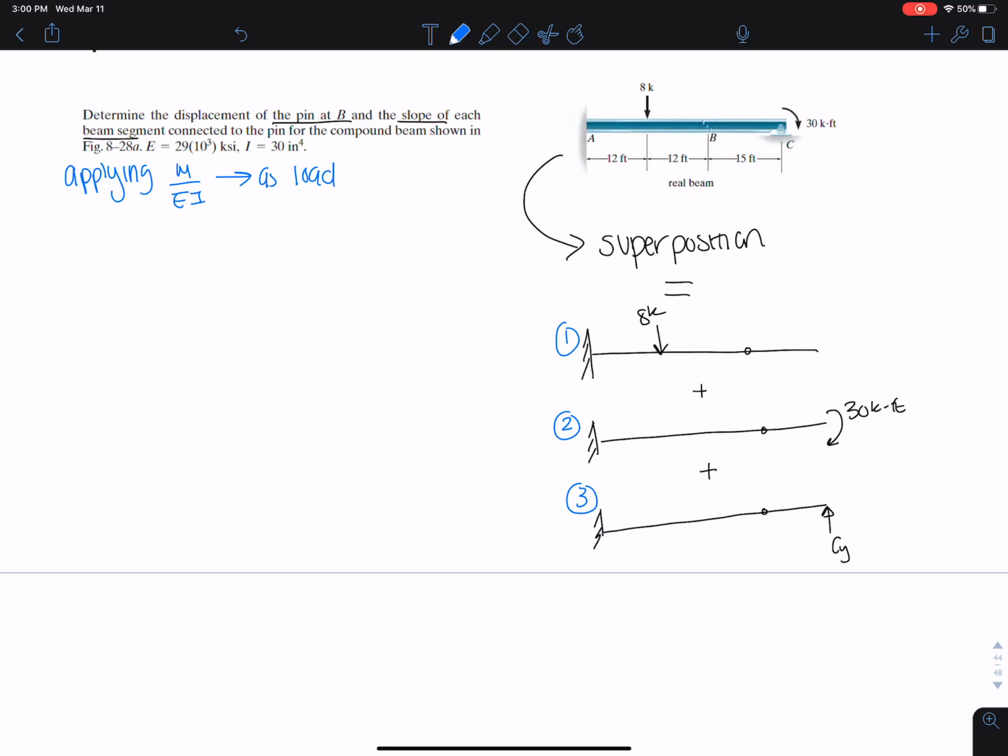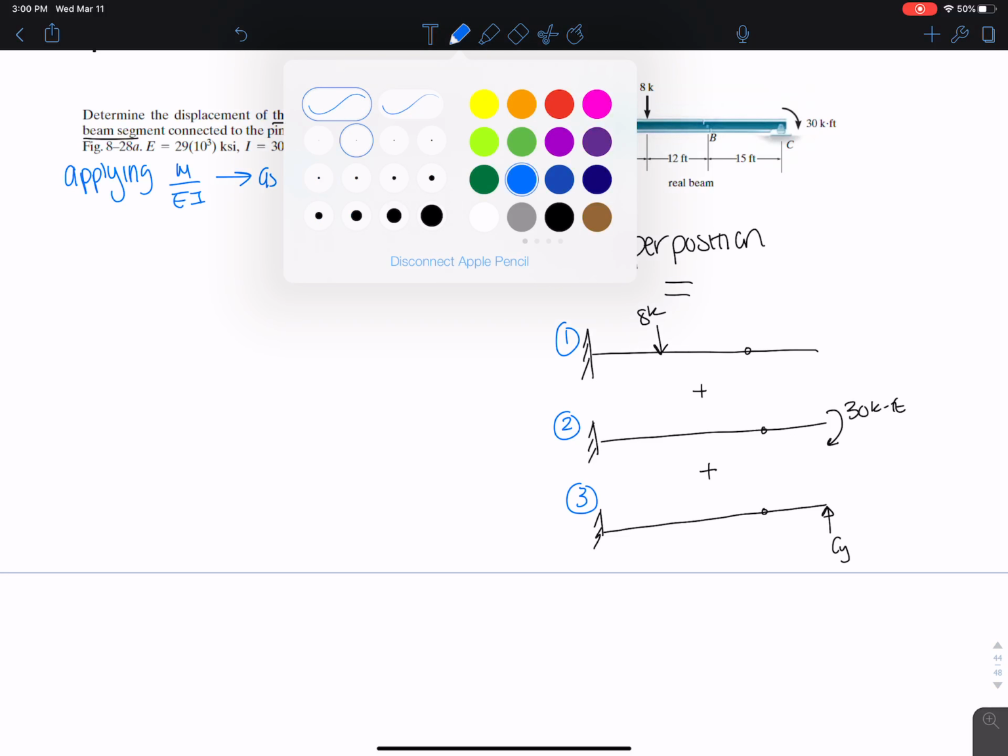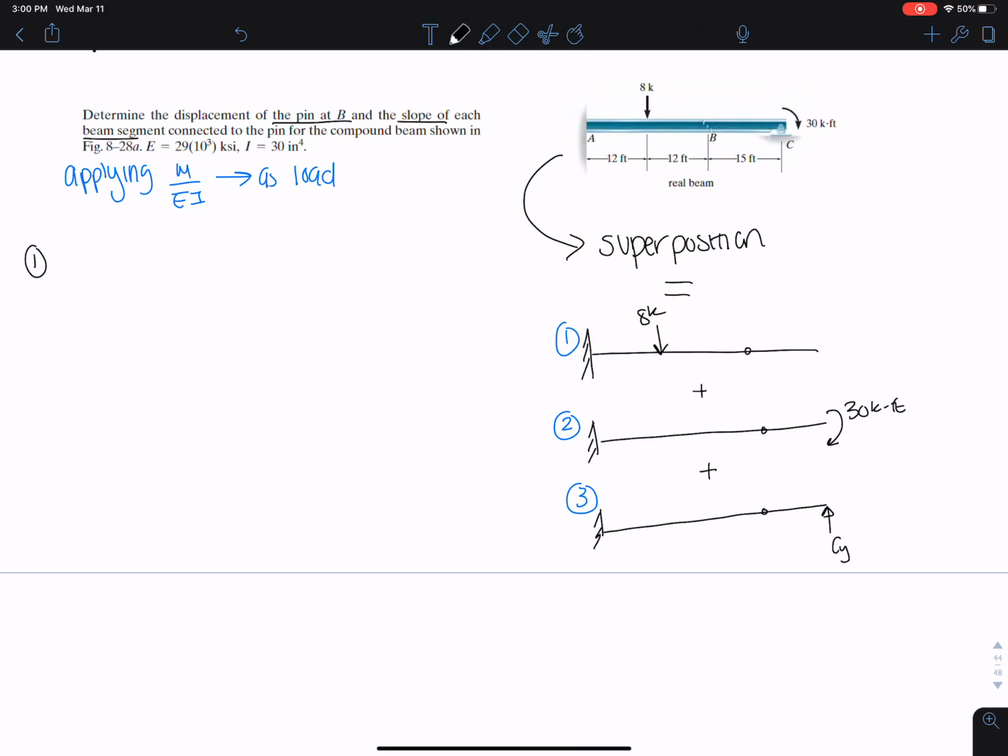Okay, so let's start with number 1 here. Number 1, we have this beam. We're going to find the moment due to the 8 kip load. I still have a hinge. I'm treating this as a cantilever, so I'm ignoring that end reaction. I'm going to save that for number 3, remember?